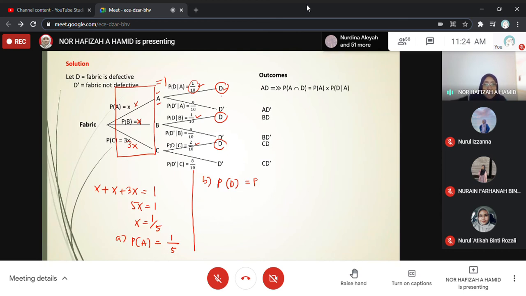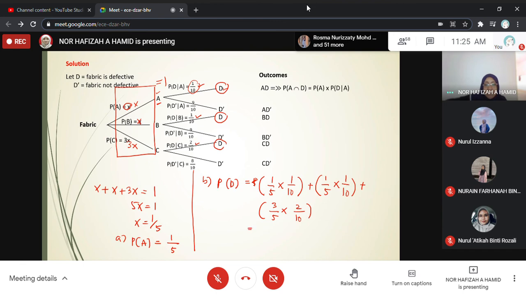Okay, so what you want to calculate is the probability 1/10. So for D, you must start from the beginning. So X earlier we had 1/5, times 1/10. Okay, plus 1/5 times 1/10. Okay, plus for C it is 3/5, because you have 3x, 3/5 times the defective rate of 2/10. Okay, and you get the answer equal to 4/25.